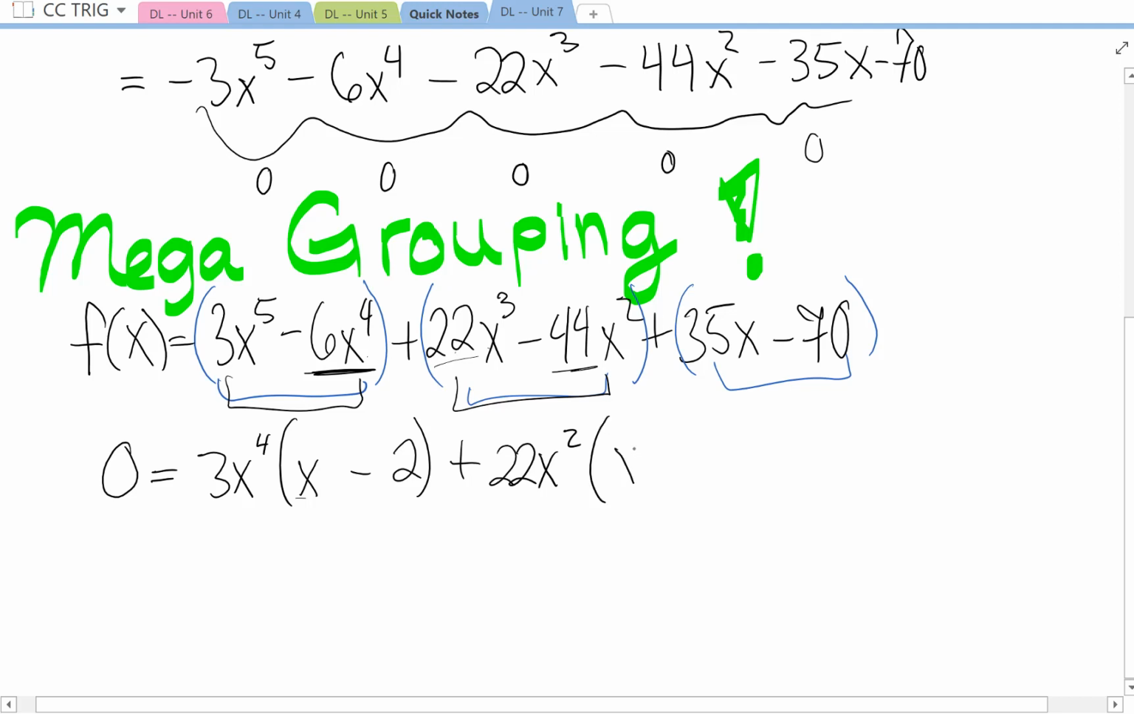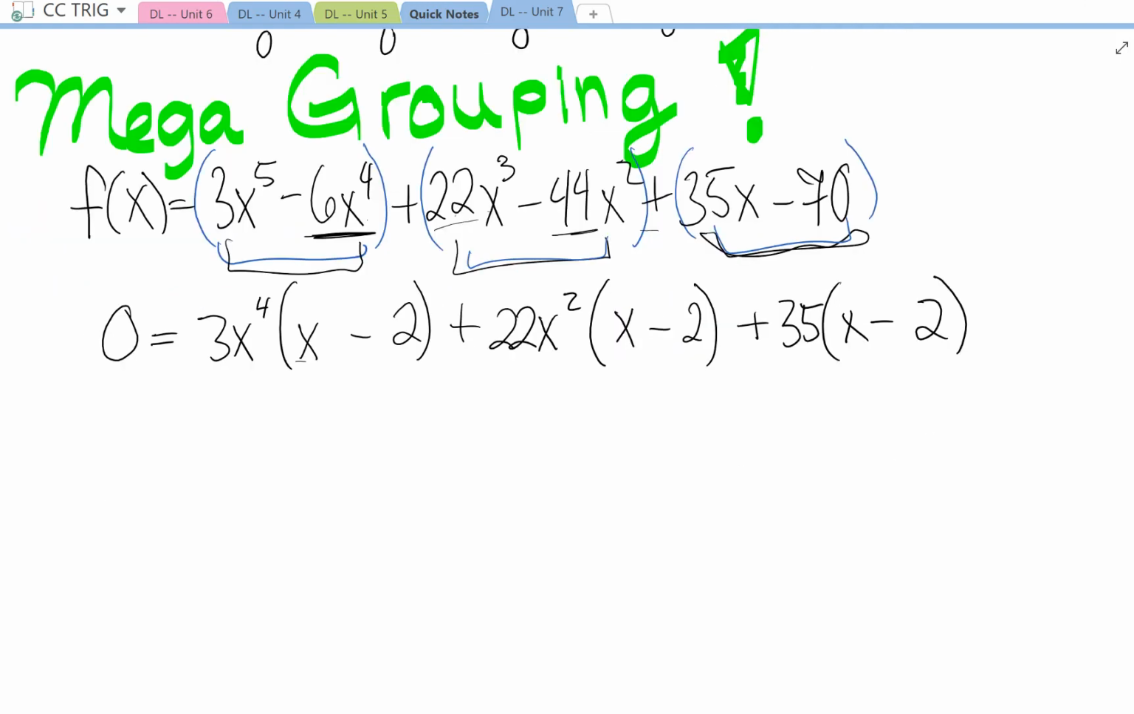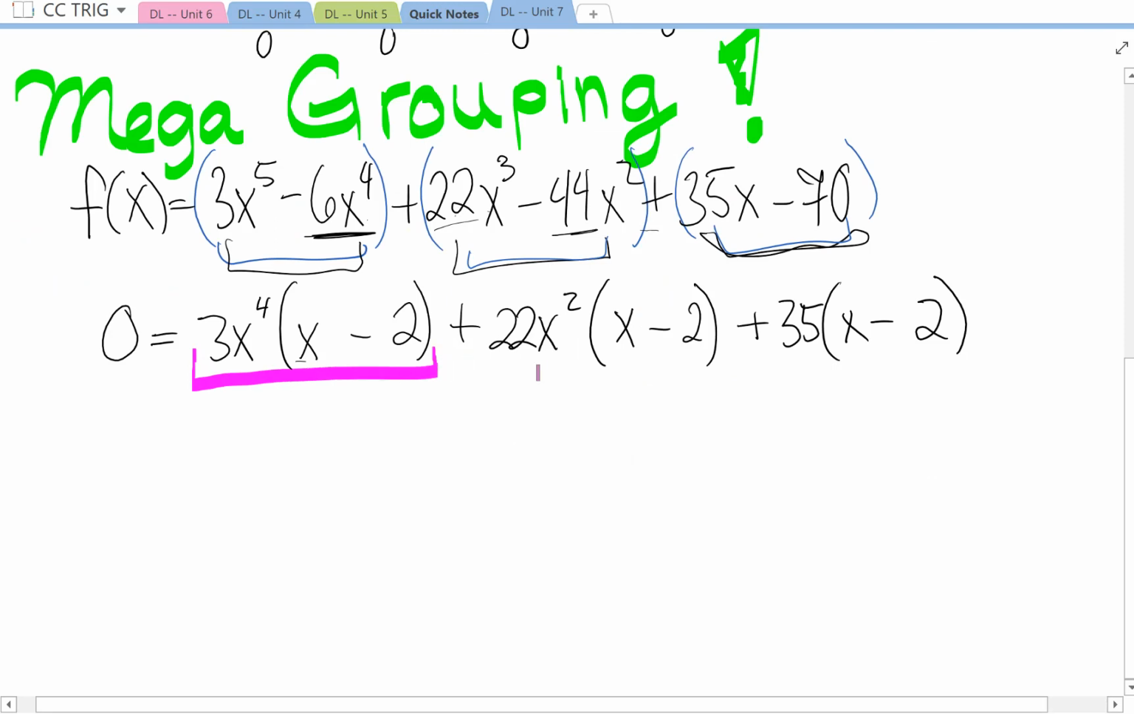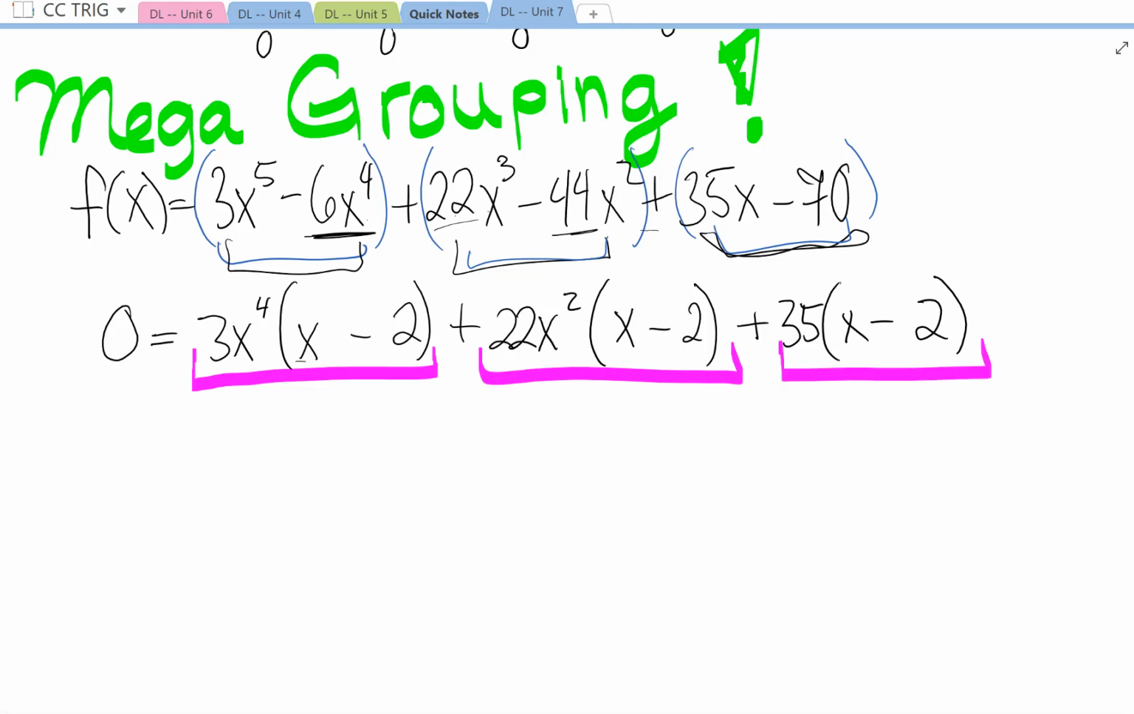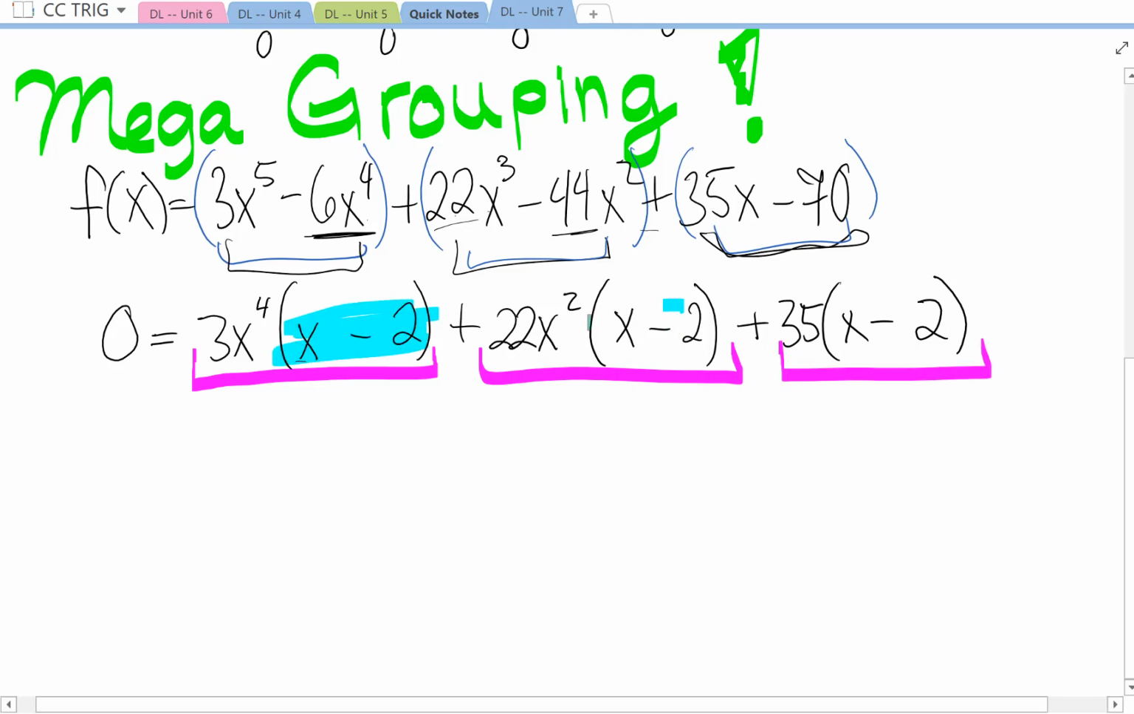That leaves me with x, and then 22x squared times what gives me negative 44x squared? That would be negative 2. Factor out of this one. 35 actually goes into 70, so positive 35 times x minus 2. If you notice, you have 3 products here. You have 3x to the 4th times x minus 2, 22x squared times x minus 2, and 35 times x minus 2. So all 3 of these products actually have a common factor, which is the quantity x minus 2.